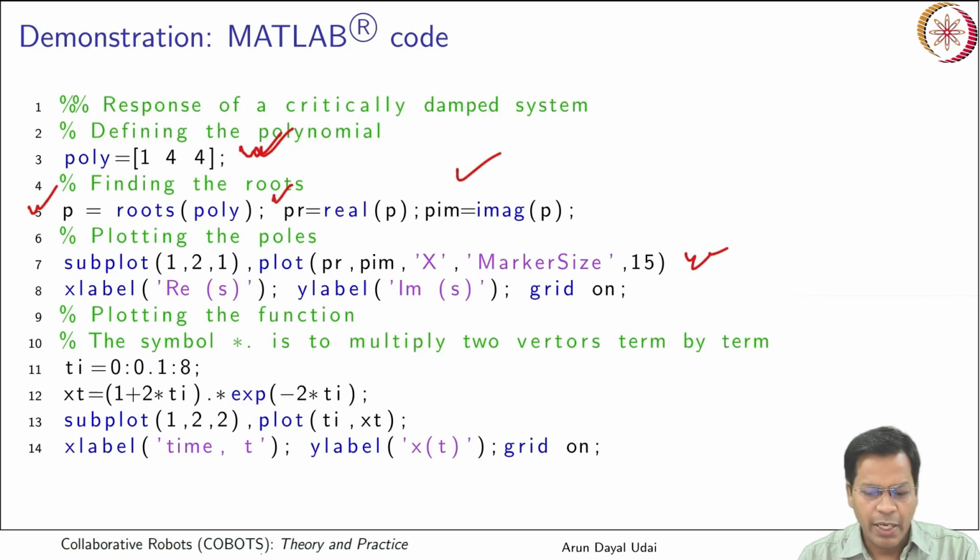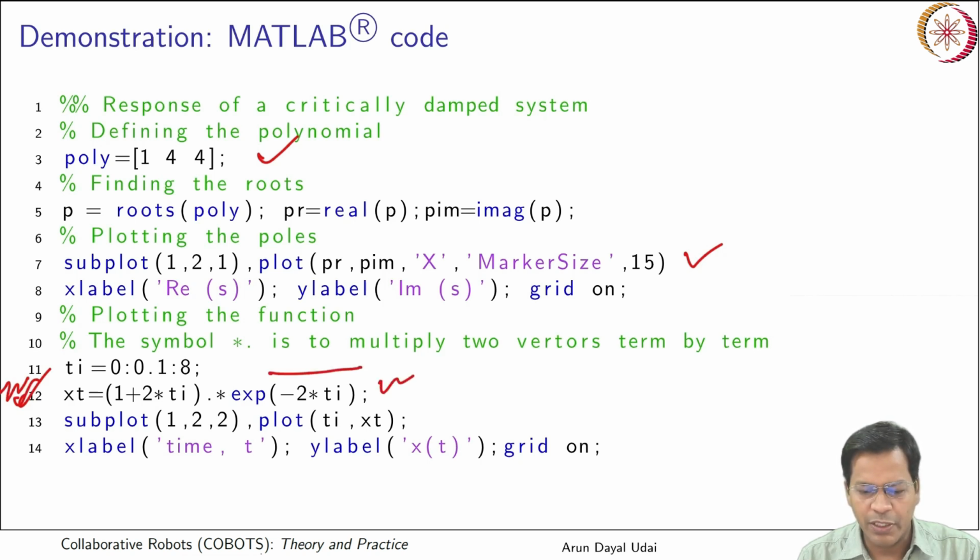So this is the first plot, and this time I am varying my time from 0 to this. You have xt, which is defined here as 1 plus 2t, and you have the exponential variation that is defined here. So your xt is defined like this. The symbol star dot is to multiply the two vector terms by term. So that is the way to program it in MATLAB.